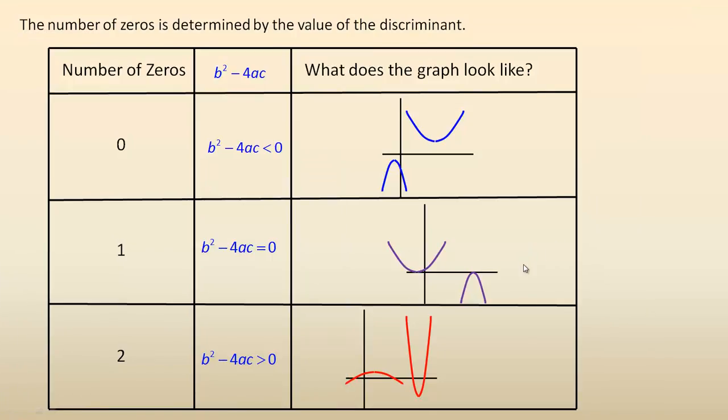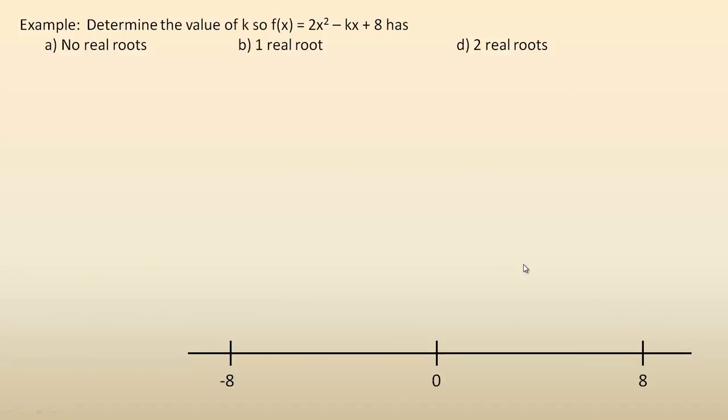Okay, back to the presentation. One example here on the next page says: determine the value of k so that f of x equals 2x squared minus kx plus 8 has no real roots, 1 real root, and 2 real roots. Okay, so we're going through all the different possibilities, and I'll explain what this number line's about in a moment. So let's write out the a value, b value, and c value. So a would be 2, and I'm doing this down here because I'm going to put the work for the discriminant underneath the solutions. So a is 2, b is the negative k value, that's the coefficient of the x, and c is the 8. And so let's find the value of the discriminant.